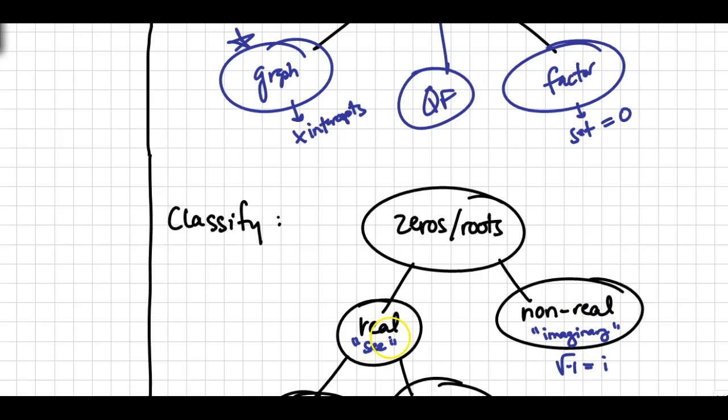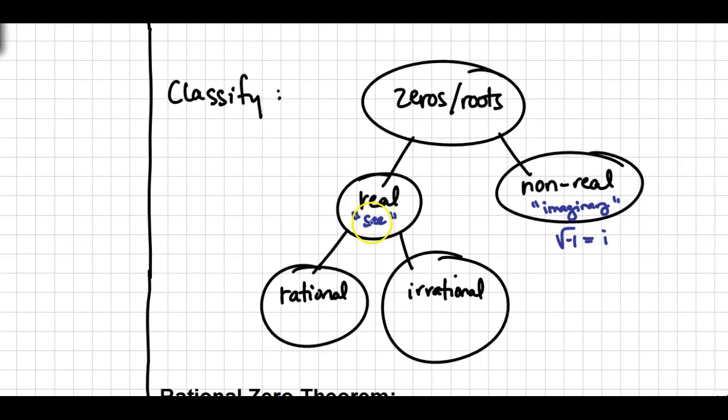The ones that you can see, you need to determine further how to classify them. The real ones that you can see can be classified further as being either rational or irrational. The rational ones are fractions, or can be written in fraction form. The irrational ones cannot be written in fraction form. So the most famous irrational numbers are the number pi and the square root of 2. Neither one of those can be written as a fraction.